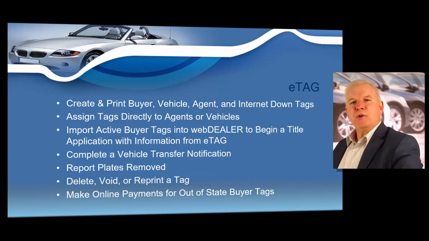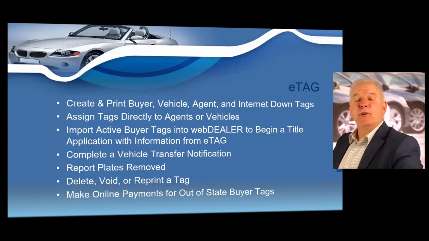Temporary tags, which are used as temporary registration, are issued by licensed motor vehicle dealers that we discussed just a few moments ago, and they are created through the eTAG application of Web Dealer. The various temporary tags, as we stated, include buyer temporary tags, vehicle temporary tags, agent-specific, and internet down tags. After completing the buyer tag, fleet tag, or assigning an internet down tag, the completed tag information can be imported to Web Dealer to begin a title transaction.